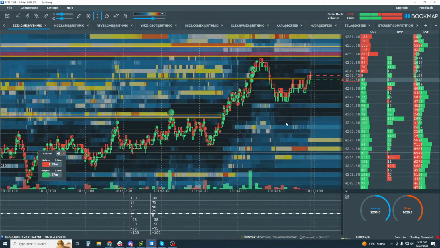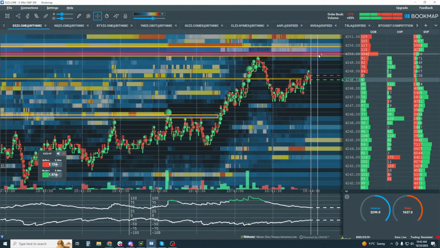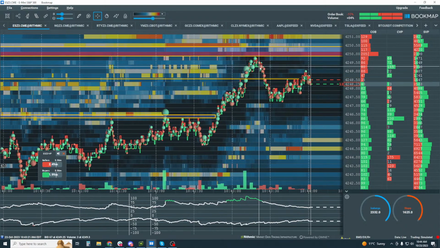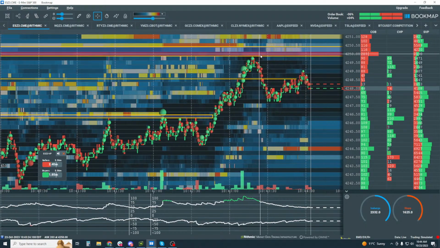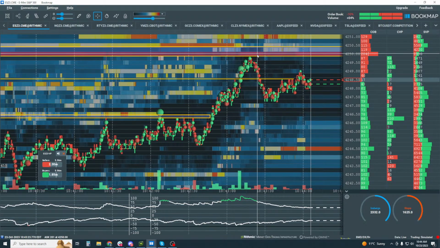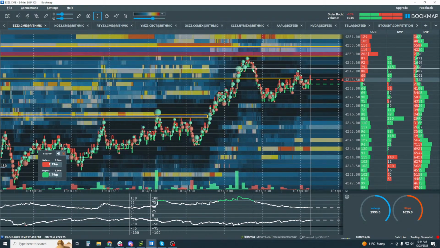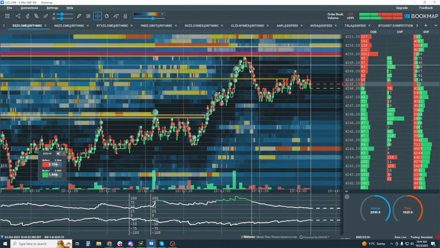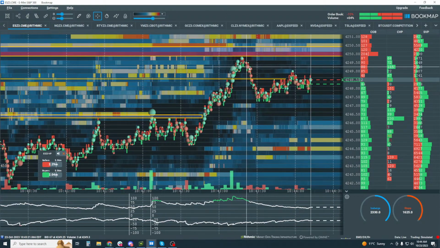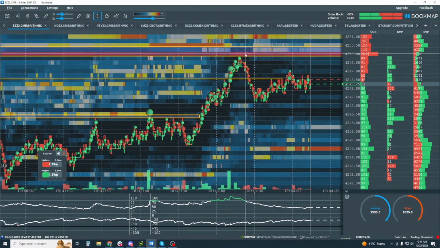Now it might be a pullback and we might come back up and break through. But I didn't hear buyers coming in to try to lift this. In fact, it really kind of stopped here. So if there are no more buyers, I'm not looking for it to go higher.